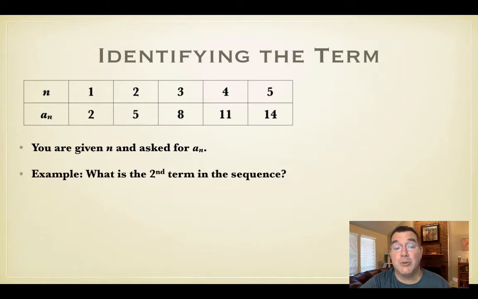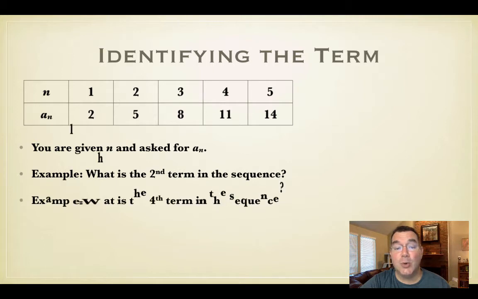So a couple of examples. What is the second term in the sequence, or what is the fourth term in the sequence? And all you really need to do is look it up in the table to answer the question. So if I wanted to know what the second term was, I would look up 2 in the n row and look at what number is underneath it in the an row. And so it looks like the second term in this sequence is 5.